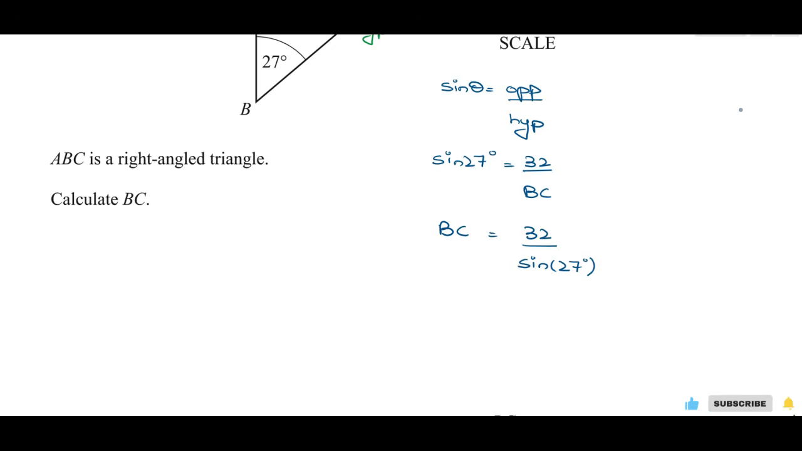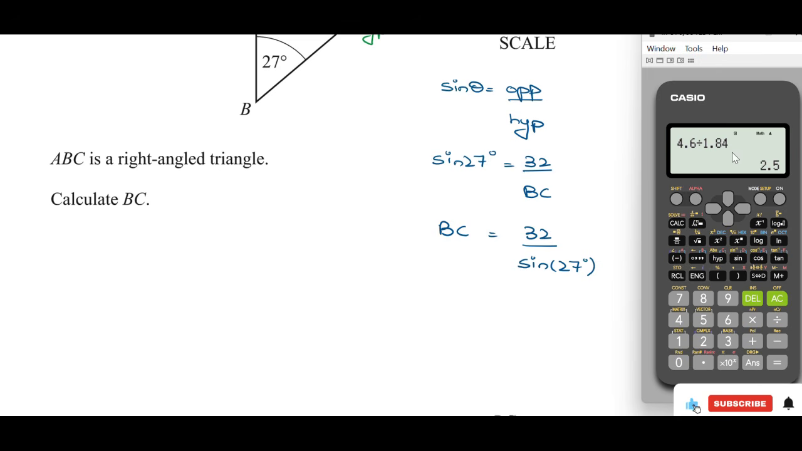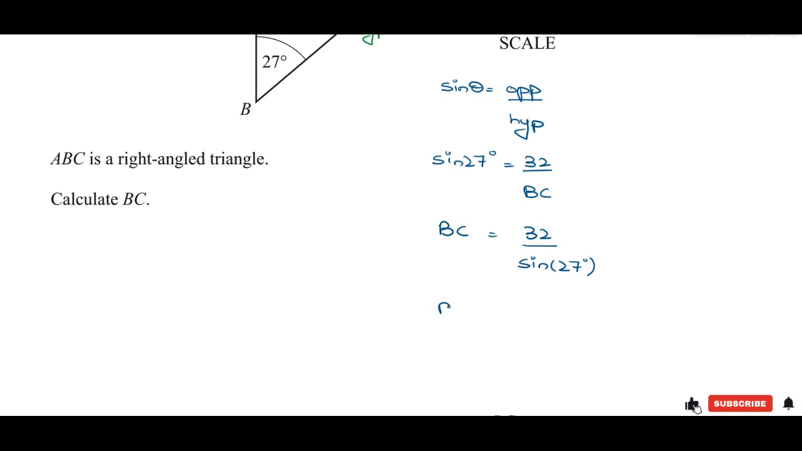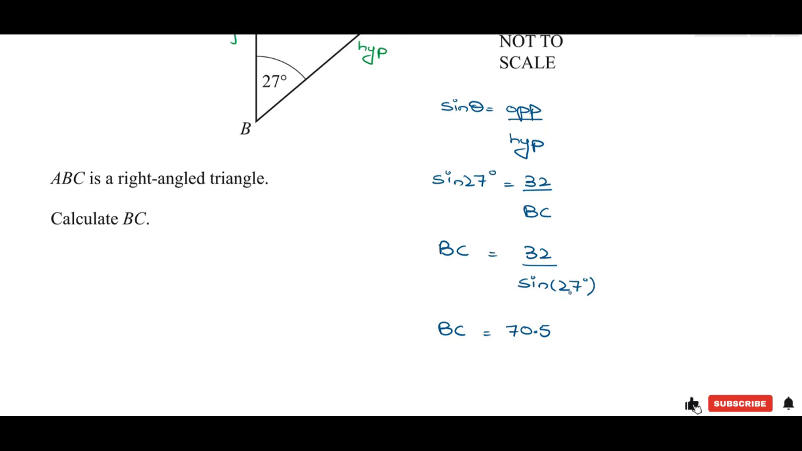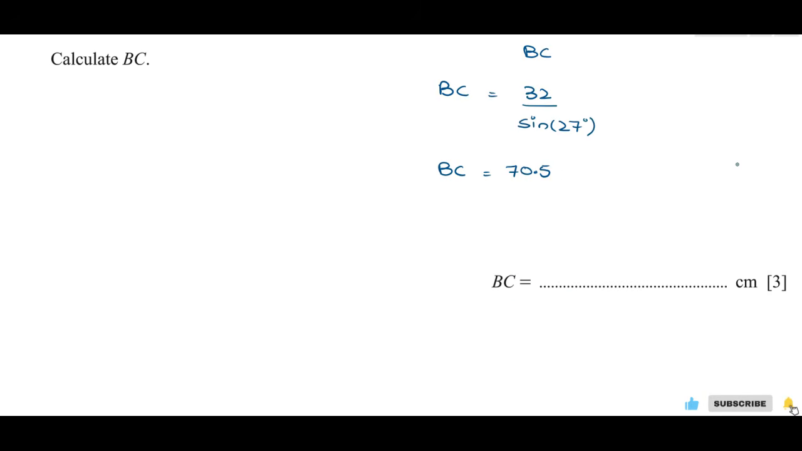Your calculator must be in degree mode, right? Okay, my calculator is in degree mode, you can see. All right. Now here we can say 32 divided by sine of 27 degrees. 70.486, so rounded to 1 decimal place, 70.5. So the length of the side BC is 70.5 centimeters or meters? Centimeters. Yes, centimeters. This is 70.5. All right.